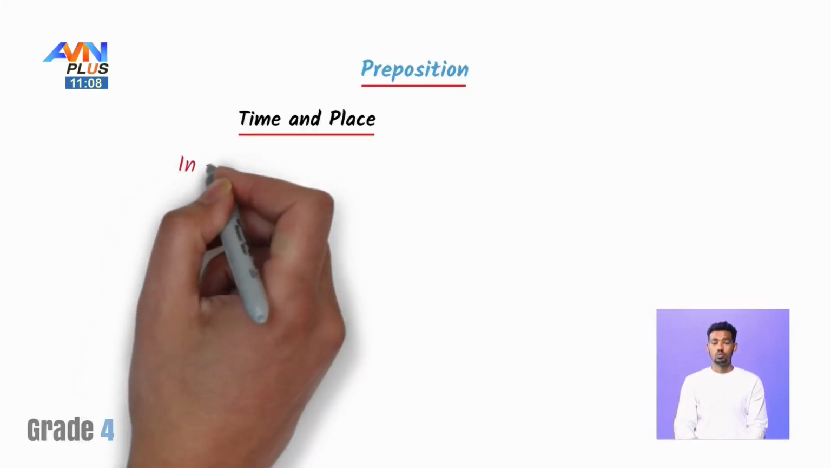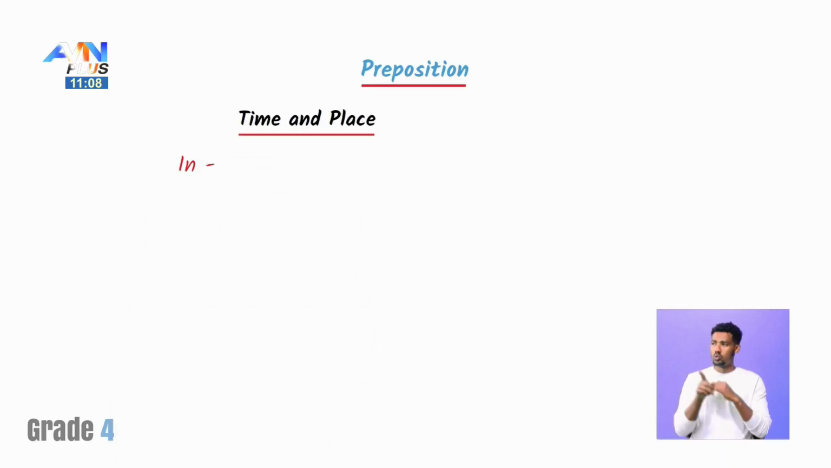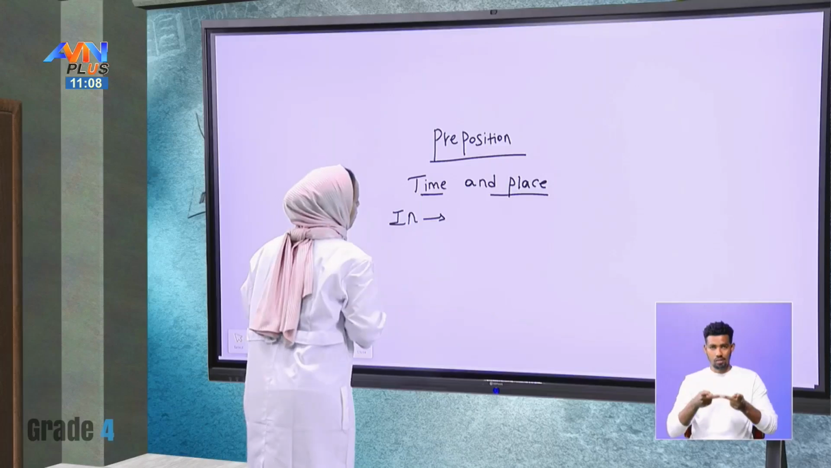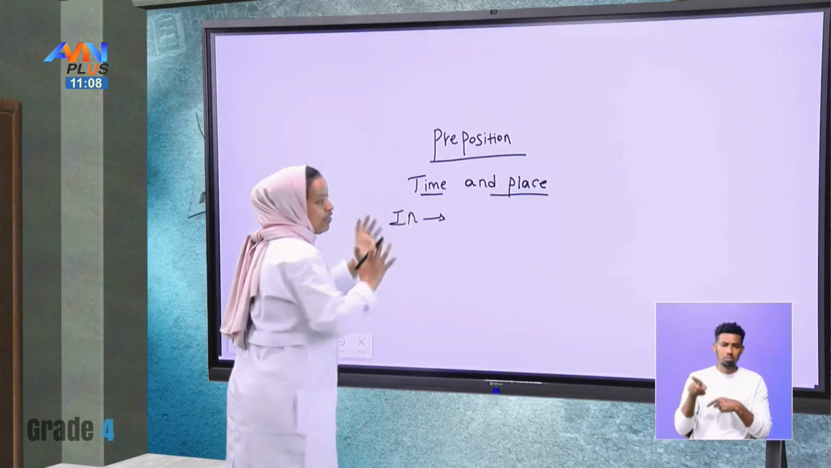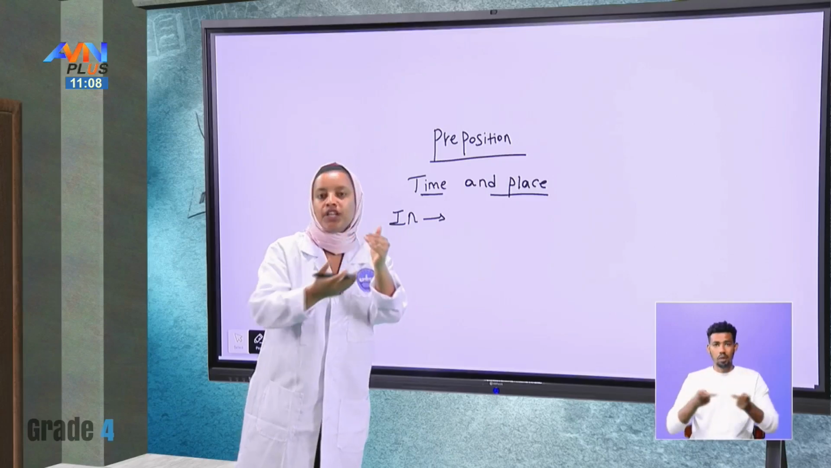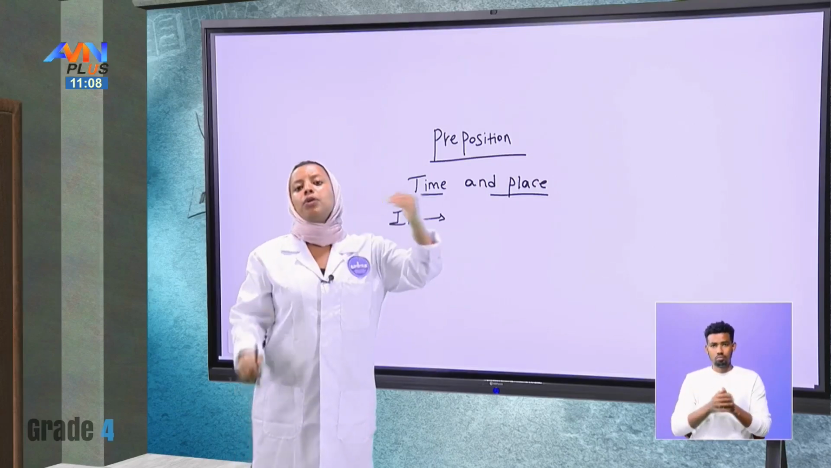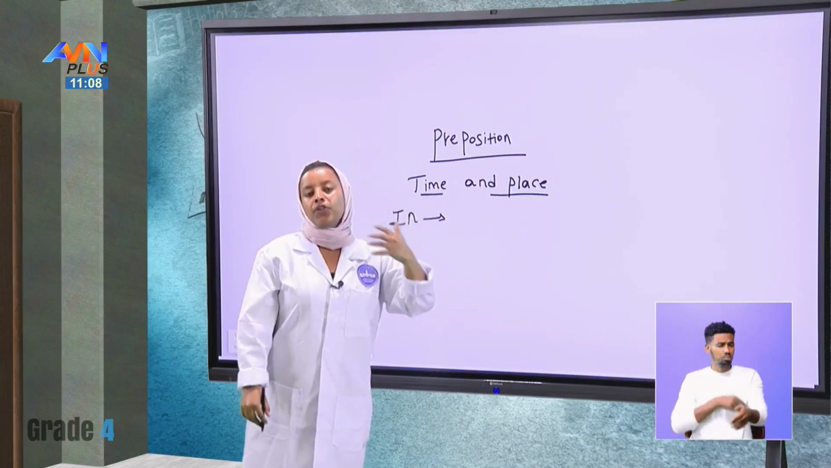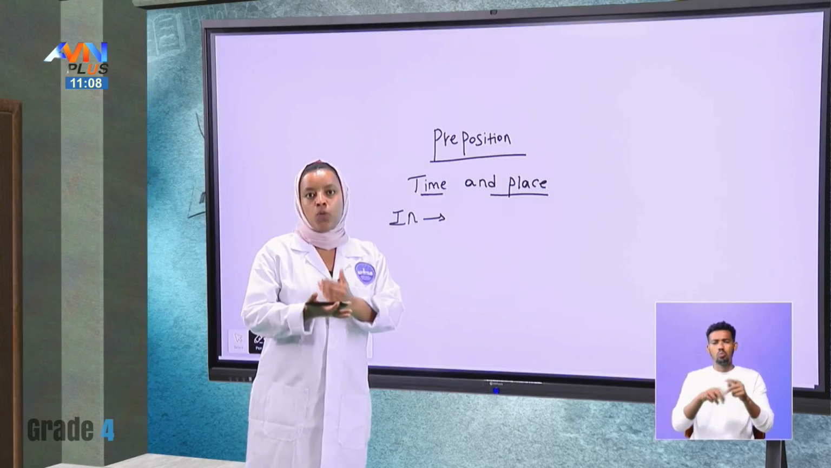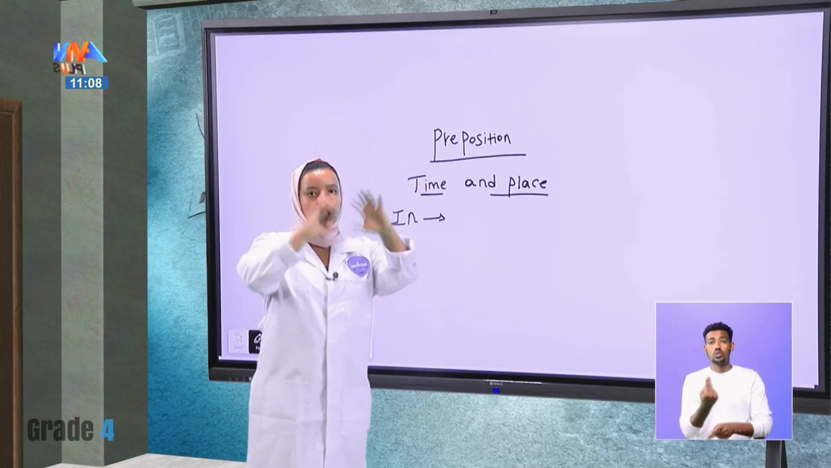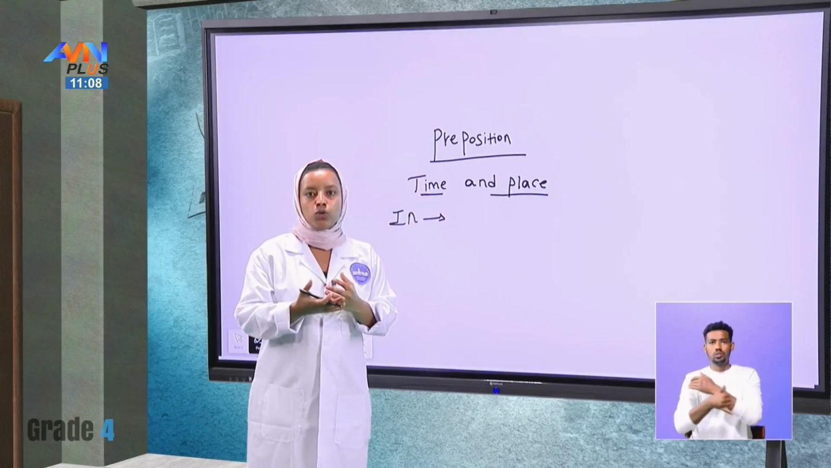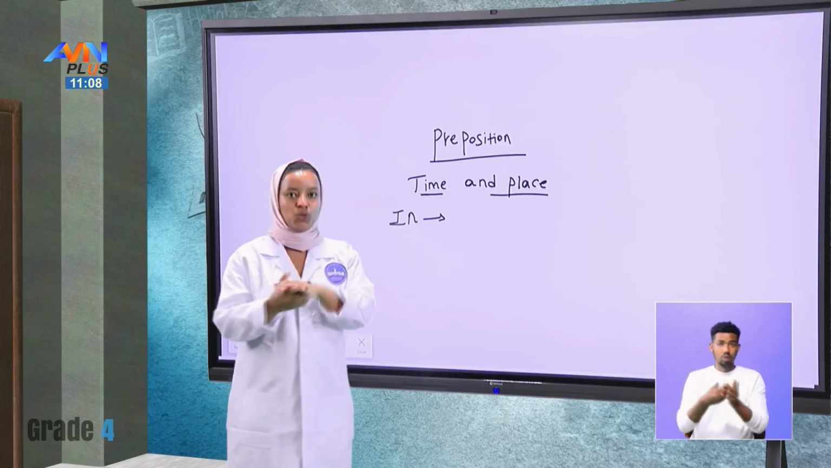When we come to in, you can use this the same as at, for time and place. So here, we can use in for general places, not a specific one, and also long periods of time. When we are talking about a longer period of time, and also when we come to place, we are using in for general places, like country, continent, and also general places. Let me give you an example.